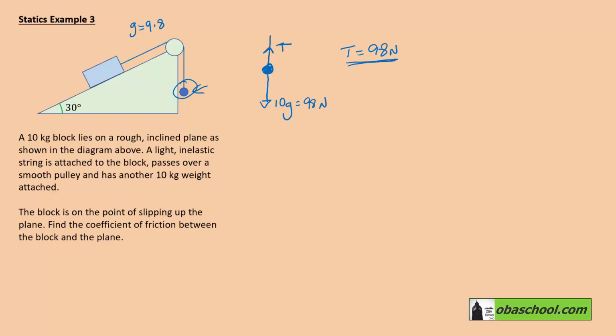Now let's think about the block. So, 30-degree slope, here's the block. 10g once again, because that also is a 10 kilogram block. So we've got 98 newtons going that way. We would have a normal reaction this way. The tension, which is 98 newtons, is going that way. And it's limiting friction, and therefore mu R going this way.